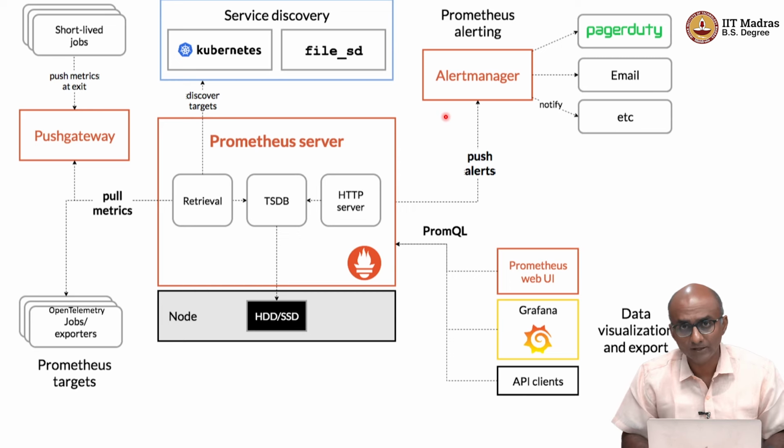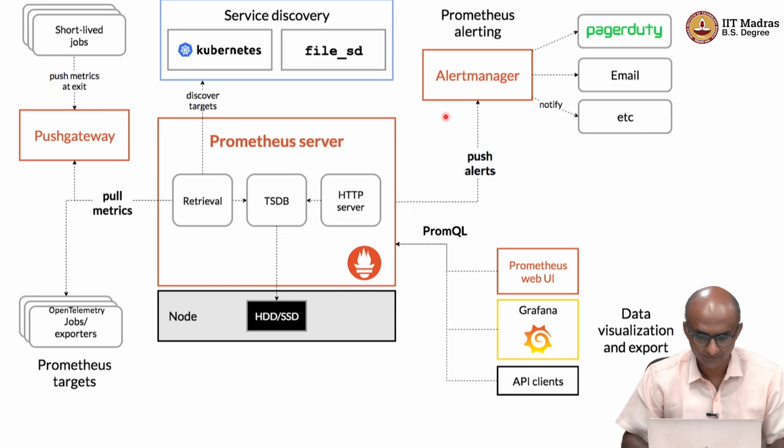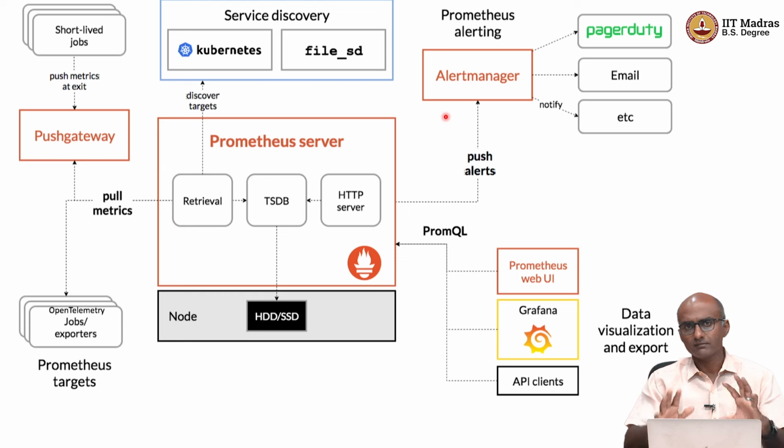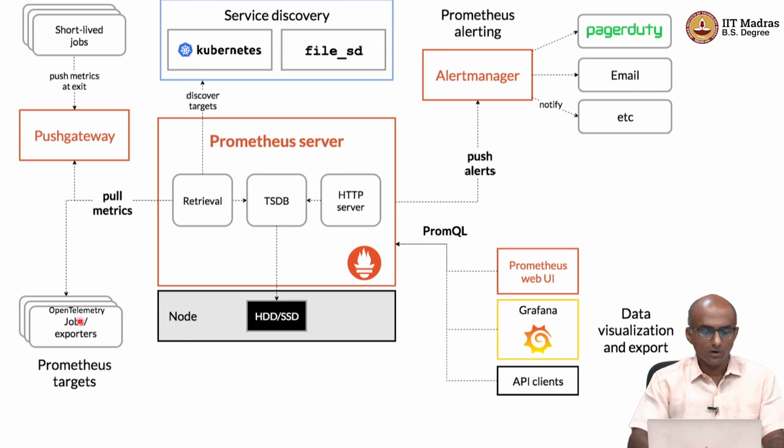So how does it all come together? The architecture looks like this. It looks fairly busy as a slide, so let's just walk through it. At the bottom left, you see these jobs or exporters. Effectively, these are the apps. The apps provide endpoints which are exposing these metrics, or they use OpenTelemetry and are publishing metrics to specific endpoints.